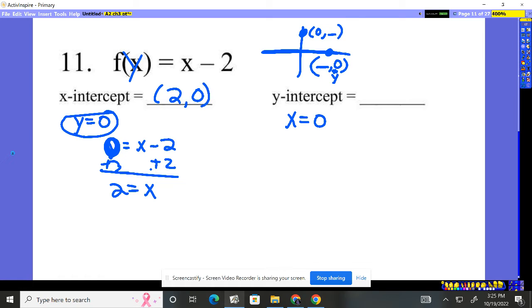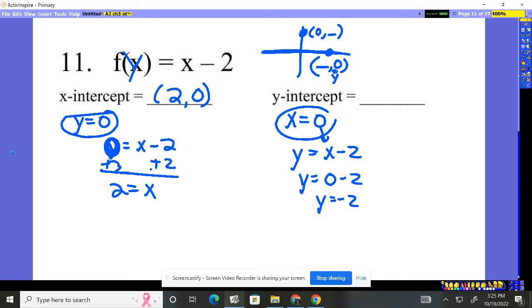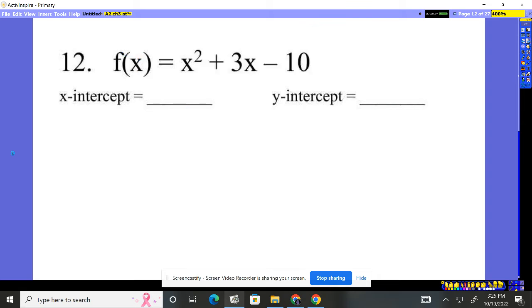Let's find the y-intercept. Again, the equation is f of x, or y equals x minus 2. I'm simply going to replace that x. I know it's 0 in the problem when I'm crossing the y-intercept. So y is equal to 0 minus 2, so y is negative 2. I have x's value. I now have y's value. So it's crossing at 0, negative 2. So that's simple.